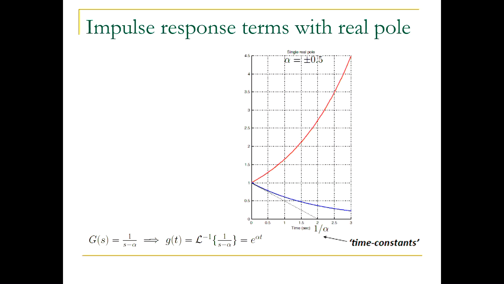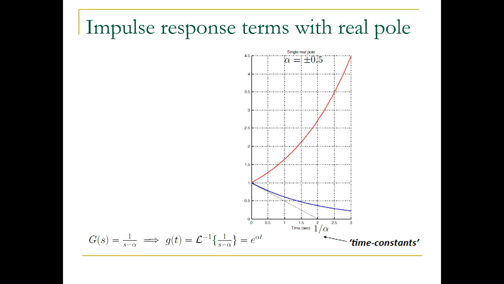Alpha here can be either positive or negative. When we take the inverse Laplace transform of this transfer function, we get an exponential in time. Depending on the sign of alpha, the exponential can either blow up, that's the red curve, or converge to 0, that's the blue curve. The red curve is for alpha positive, and the blue is for alpha negative.